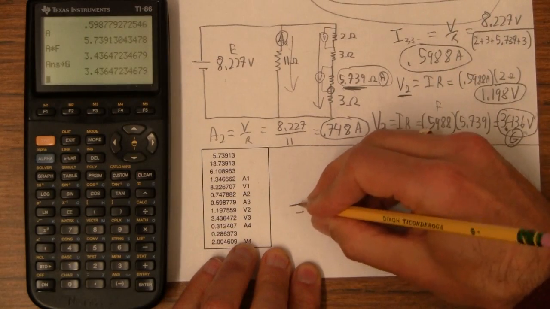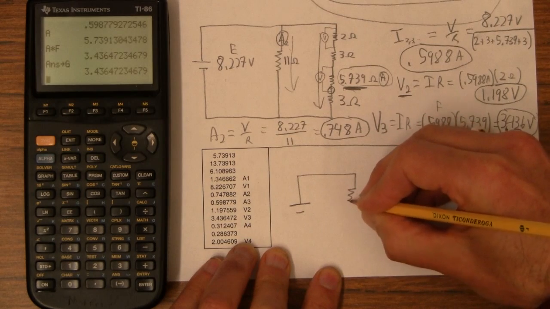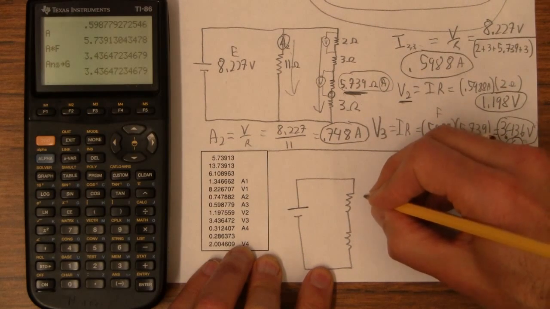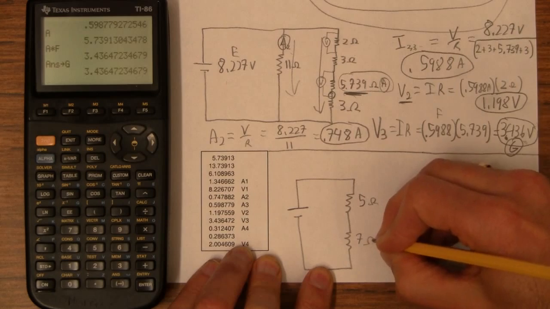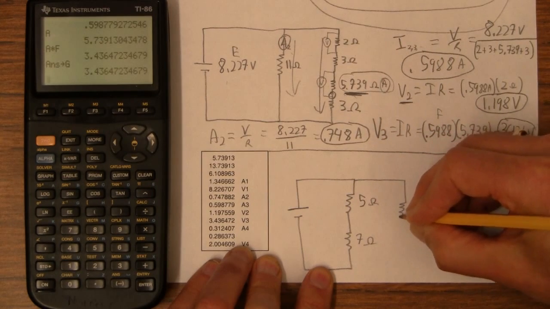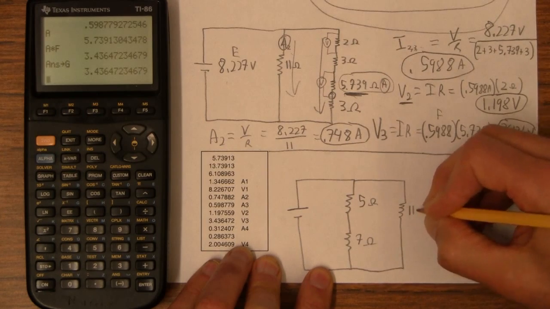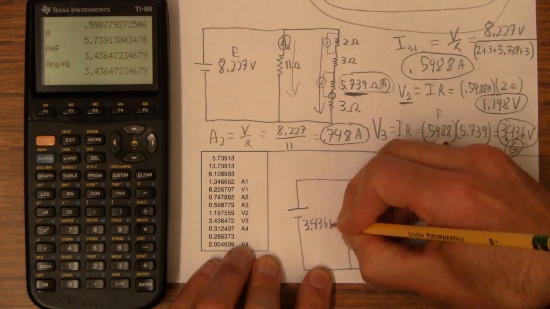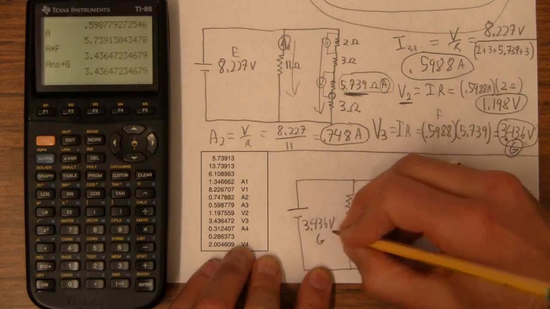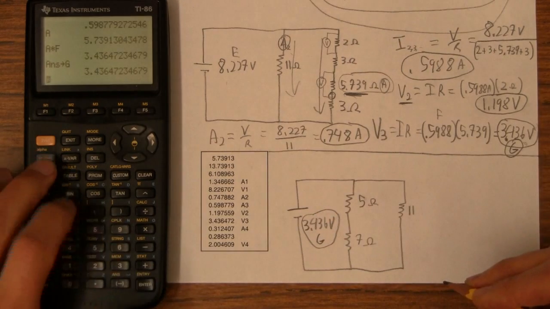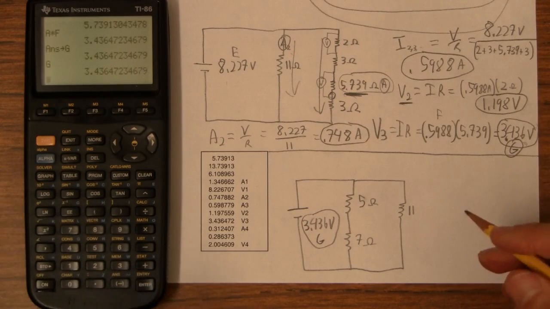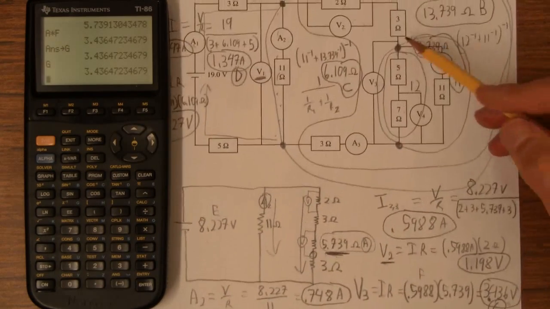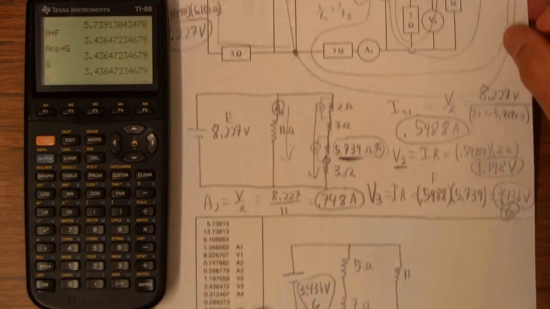All right, so let's just do that. Okay, so this is a 5 and a 7, and then in parallel with it is an 11. This voltage here is 3.436, and we've stored that cleverly in the variable G on our calculator. Alpha G, let's see. There it is. So convince yourself that that's this guy, a 5 and a 7 in parallel with an 11, and we've figured out that this voltage here is 3.436.